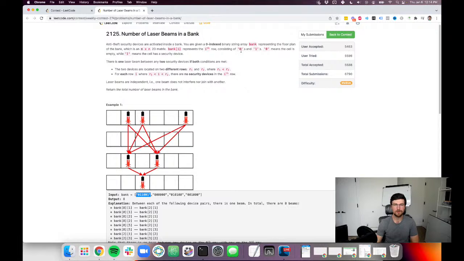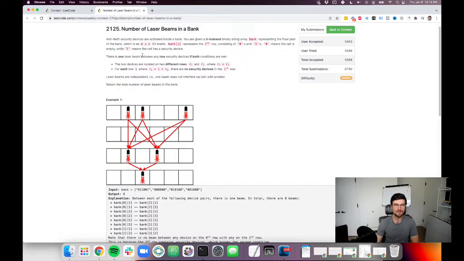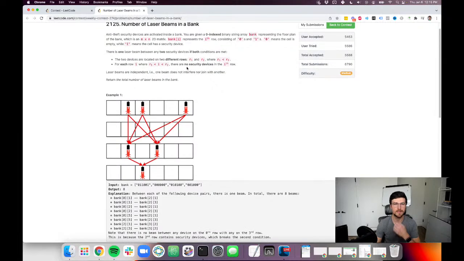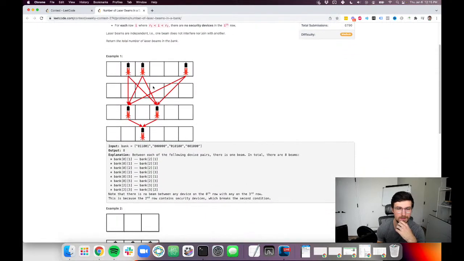Zero means that the cell is empty, while 1 means that the cell has a security device. There's one laser beam between any two security devices if both conditions are met: the two devices are located on two different rows, and for each row between them, there is no security device in the ith row. Laser beams are independent, i.e. one beam does not interfere with or join with another. Return the total number of laser beams in the bank.